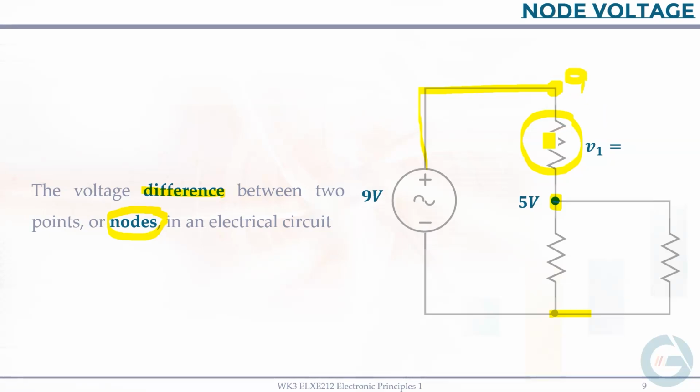So the voltage across this element is simply the difference between your 9 volts and 5. So the difference between its terminals, right? So 9 minus 5 is 4 volts. So that's how basic the node voltage concept is. So let's have an example.